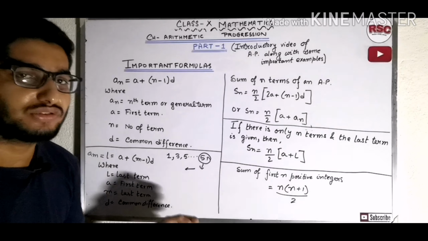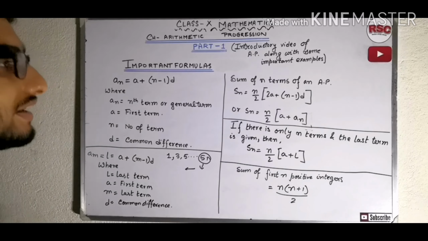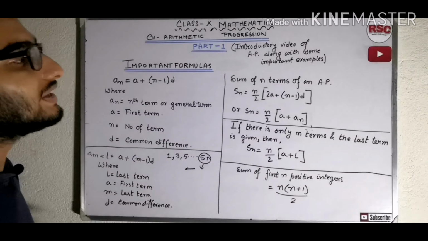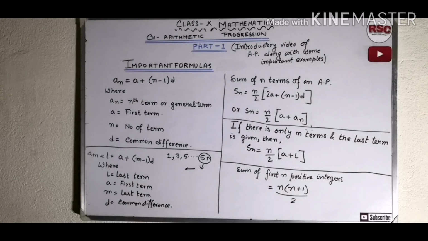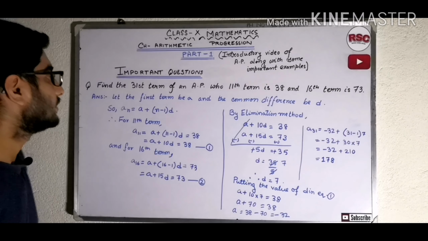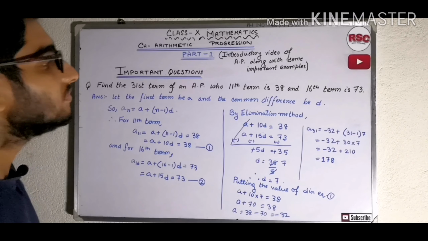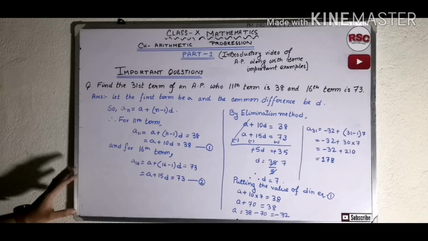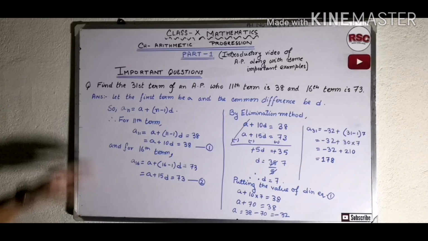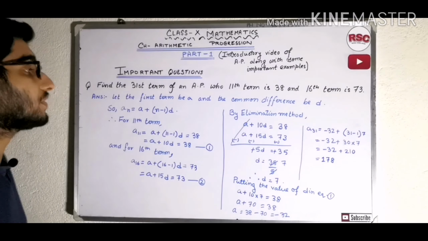Now I will come to a few sums, one or two sums, so that you can understand these formulas, and in the next few parts I will come to the detailed sums of NCERT and other books. So let's come to the important sums. The question: find the 31st term of an AP whose 11th term is 38 and 16th term is 73. Why did I choose this question? This is a very important question where a of n is also required, so that's why I chose it.